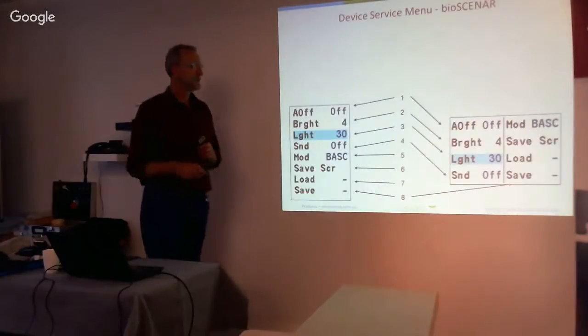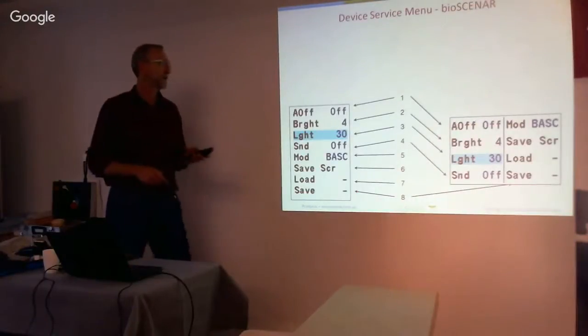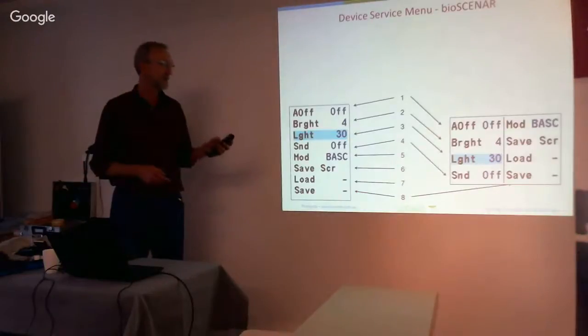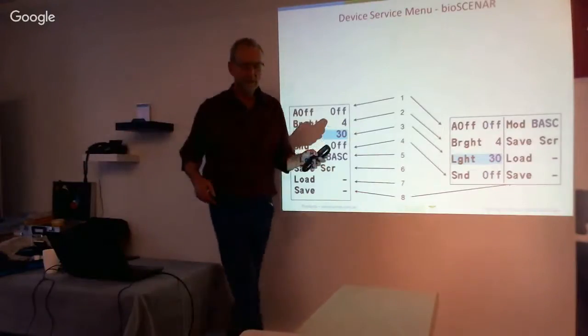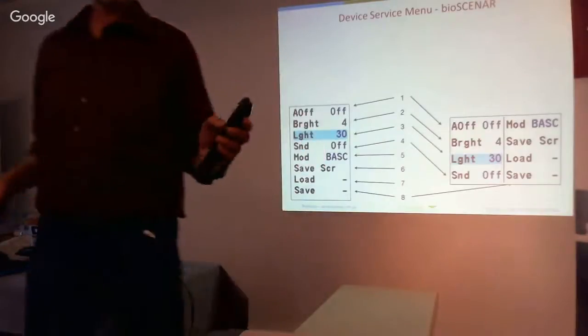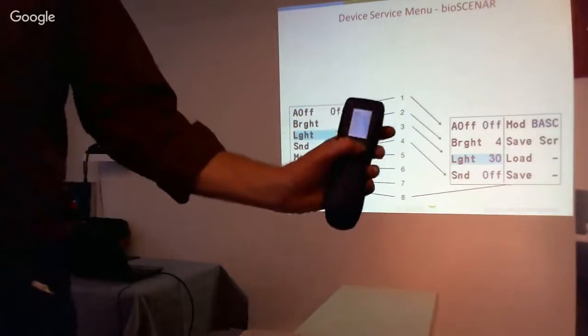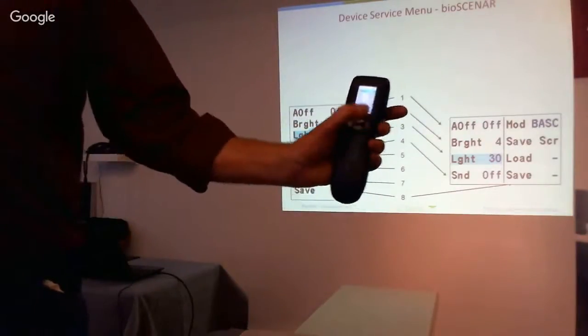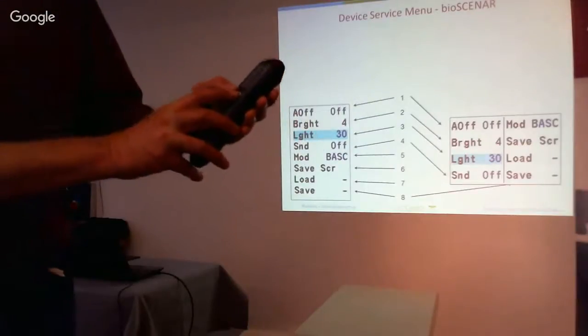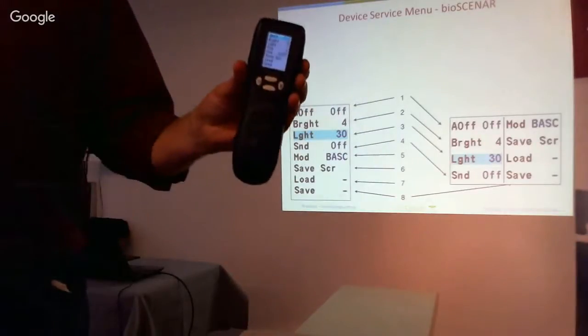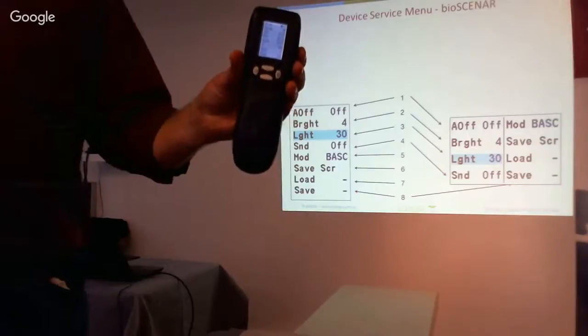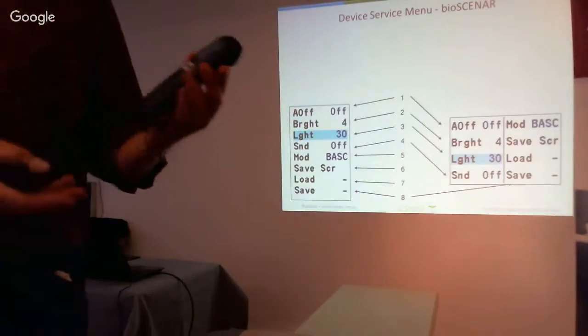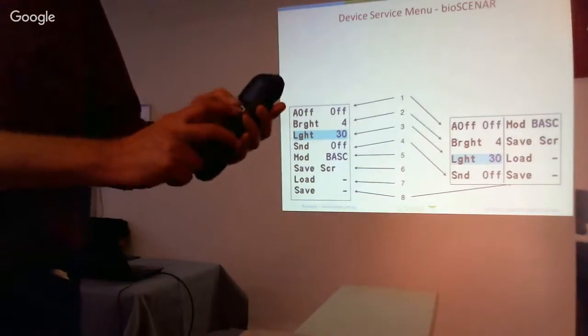This is the service menu. By pushing 2 buttons at the same time, the plus and the arrow one. Just demonstrate this briefly. Can you see it? You briefly get the service menu. If you don't do anything within 2 seconds, it reverts back to what it was.